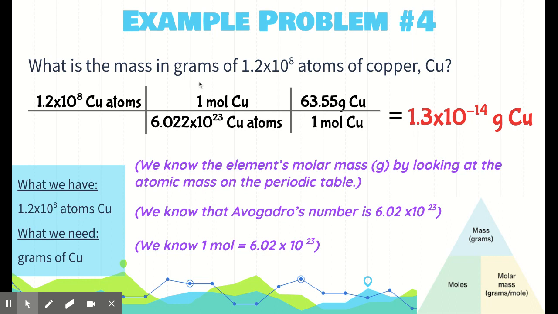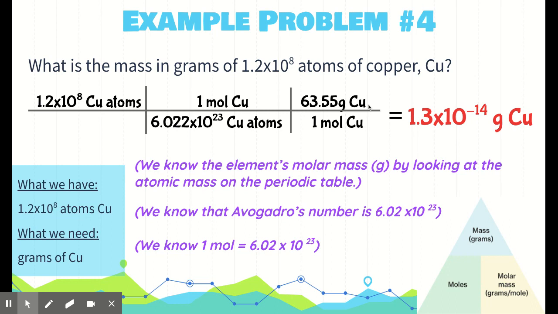So restart here, sorry. Start with what we're given. We have atoms of copper. So atoms of copper comes down here. We know that atoms to moles, 1 mole of anything is equal to Avogadro's number. So we have this many atoms is equal to 1 mole. 1 mole comes down and across.